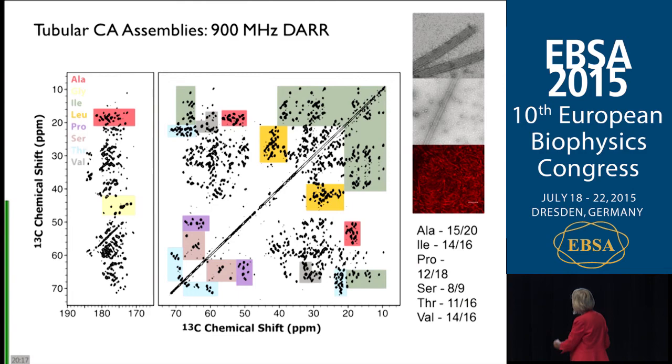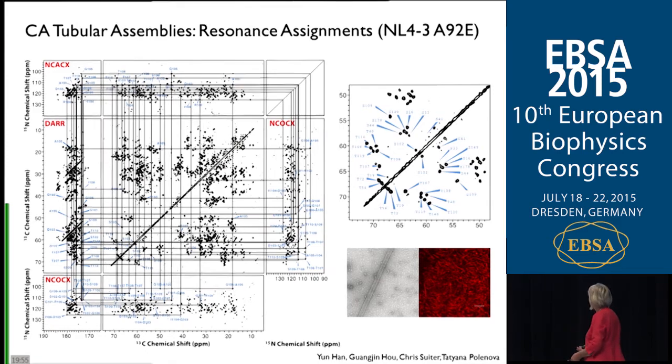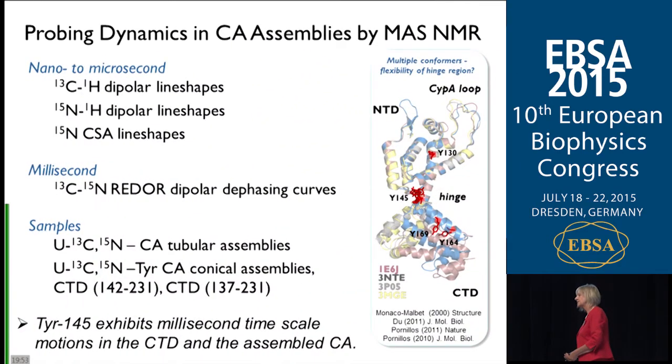You can assign all of those spectra, and this was done by students in Tatiana Polenova's group, who we collaborate with on the solid state. And if you would have shown that spectrum, without telling you that's a solid-state spectrum, people would have believed it's a solution NMR spectrum. So we now have complete assignments for the capsid in a tubular assembly by solid-state NMR. Solid-state NMR is also very good at looking at the dynamical behavior in those assemblies.